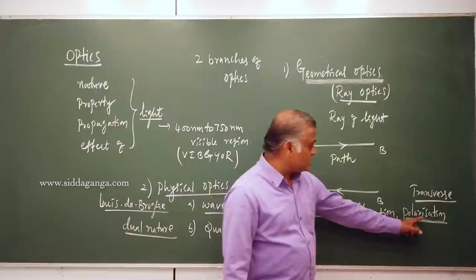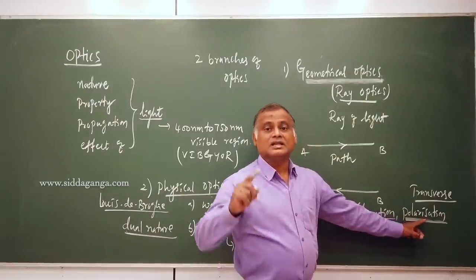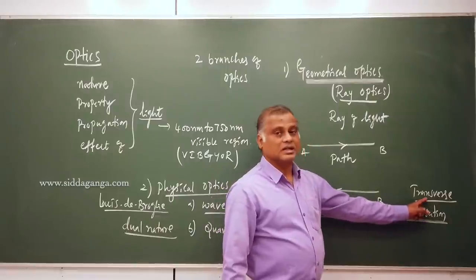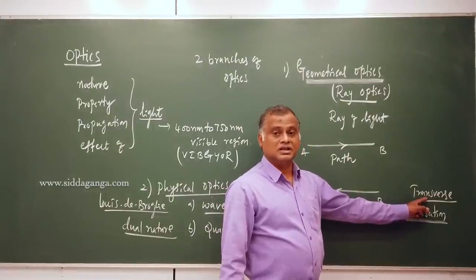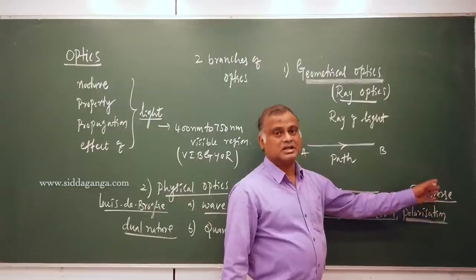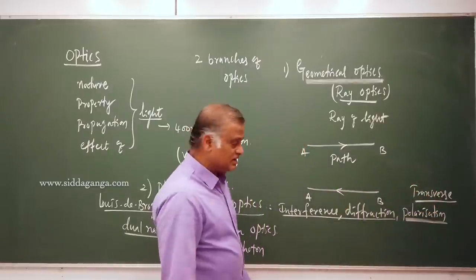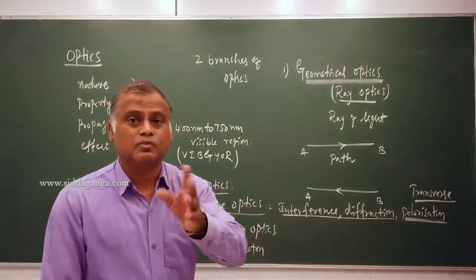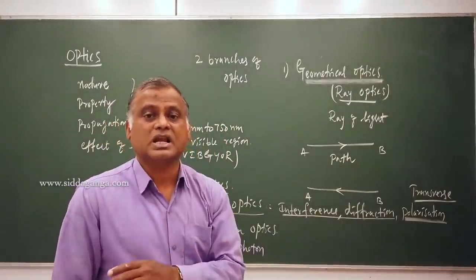The phenomenon of polarization is exhibited only by light waves, because light waves are transverse in nature. That we will study in detail. So remember, my dear students, interference and diffraction can be exhibited by both kinds, sound waves as well as light waves.